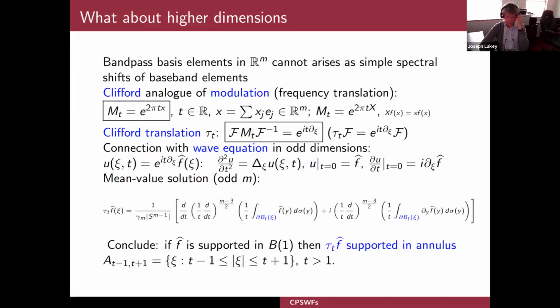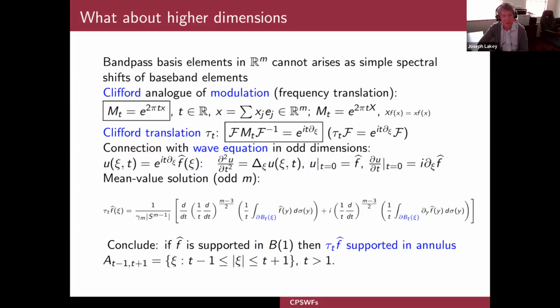So what we introduced with Jeff was a Clifford version of modulation. It just looks the same as modulation in the case of the real line, but x now is a vector in R^m. We're multiplying it by a number, and we're taking the exponential e to the 2 pi t x, and we're calling that Clifford modulation. Multiplying a Clifford valued function by that thing is called Clifford modulation. And if we take Clifford modulation, apply it to a function, and then we take the Fourier transform, then we get something called Clifford translation times the function that we started with. So Clifford translation means we're conjugating Clifford modulation with the Fourier transform, and I'm getting an operator that I'm denoting e to the it, and that's the Dirac operator.